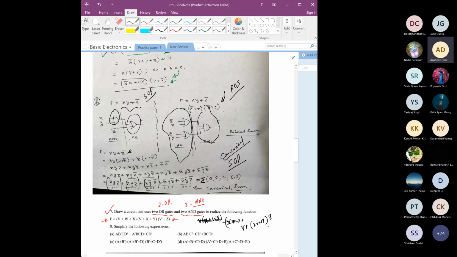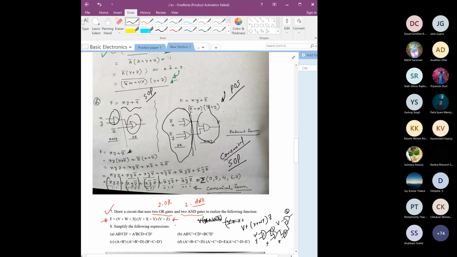And can you implement this using two OR gates and two AND gates? So we first take the AND of w and y, and then take the OR with x. Then we take another AND with z, and then an OR with v. So here the number of gates you need is two AND gates and two OR gates. That way the condition is satisfied.